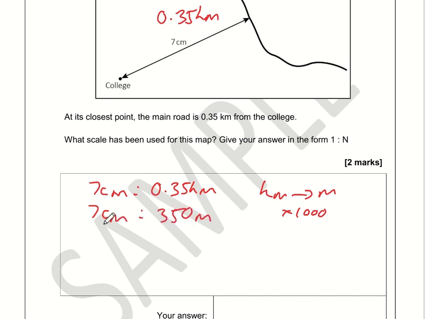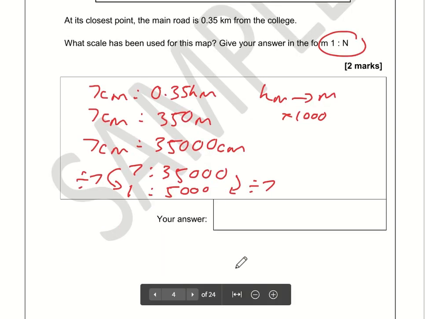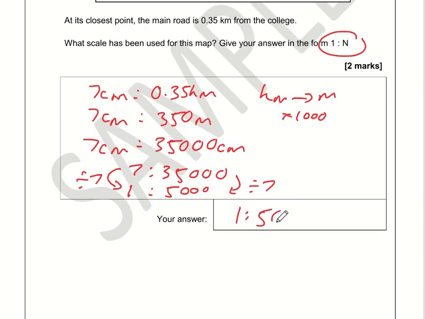So we've now got it in centimetres to metres, so now we can go 7 centimetres to how many centimetres in a metre? 100. So multiply this by 100, 35,000. Okay, so the scale is 7 to 35,000, but we want the scale in the form of 1 to n, where n is a number. To go from 7 down to a 1, we're dividing by 7, so for an equivalent ratio we need to divide the other number by 7 as well. 35 divided by 7 is 5, so that is 5,000. So the ratio is 1 to 5,000.